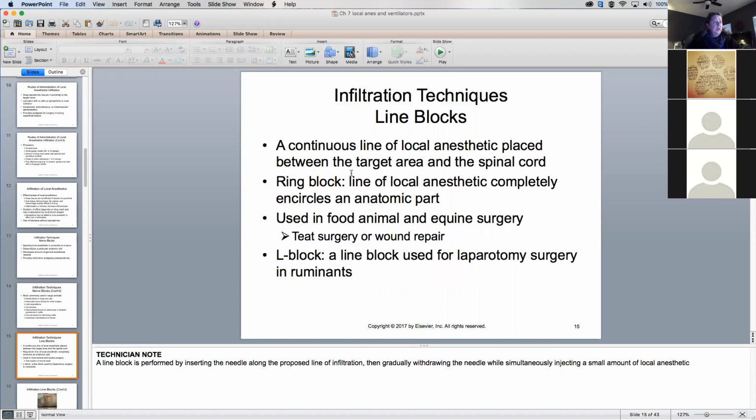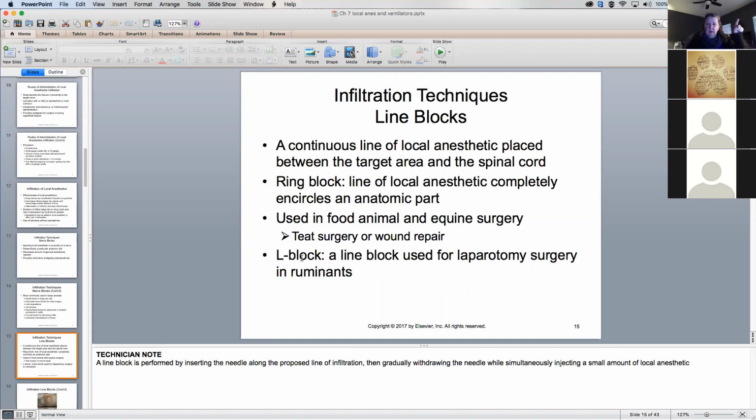Now, when we do a line block, you're infiltrating local anesthetic somewhere between the surgery and where the nerves go to the spinal cord. Normally, you do a line block exactly where surgery is going to be. So you can use it in food animal and equine surgery. If you have to do surgery on the teat, you can inject lidocaine up into the teat.